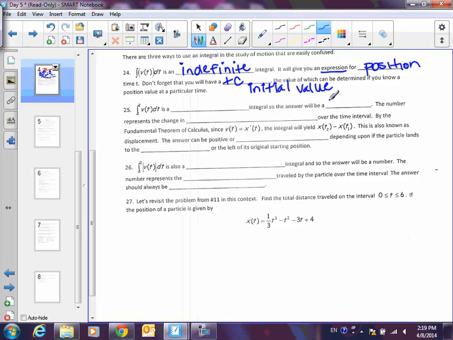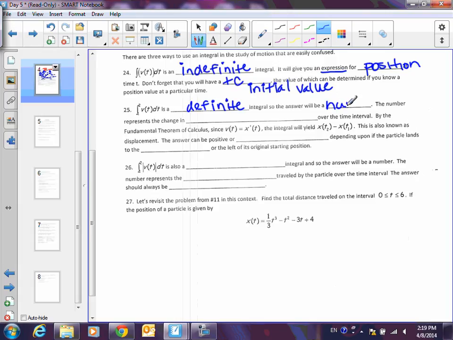Okay, they're going to give you some kind of initial value that's going to help you find your c, which we haven't practiced yet. I'm going to try to squeeze it in at the end of this lesson. All right, when you have bounds, this is called a definite integral. So the answer will not be an expression. What will your answer be?